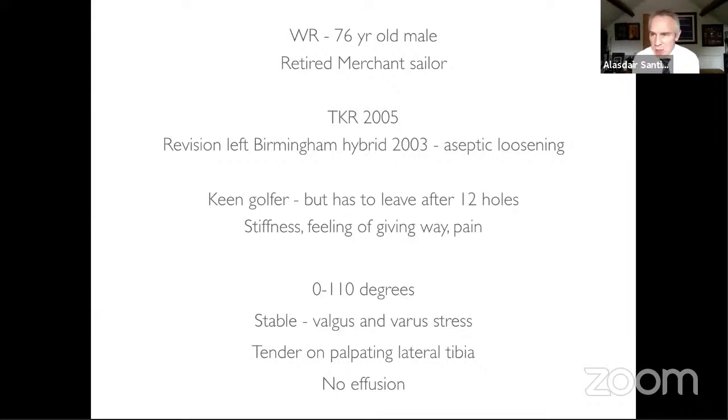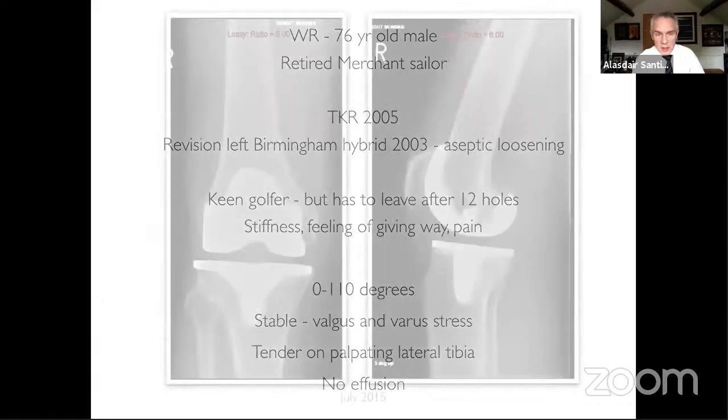This is a 76-year-old man. He's a merchant sailor, had a knee replacement done about 15 years ago. He had a previous Birmingham hip replacement that was revised for aseptic loosening a couple of years before that. He was a keen golfer, but noticed more recently he could get to about hole 12, but no further. His knee was stiff. He felt it giving way. It was painful. It still moved reasonably well. He'd had 110 degrees since day one, so there's no change in that. It was stable, but it was painful when you palpated it laterally, though there was no effusion inside the knee.